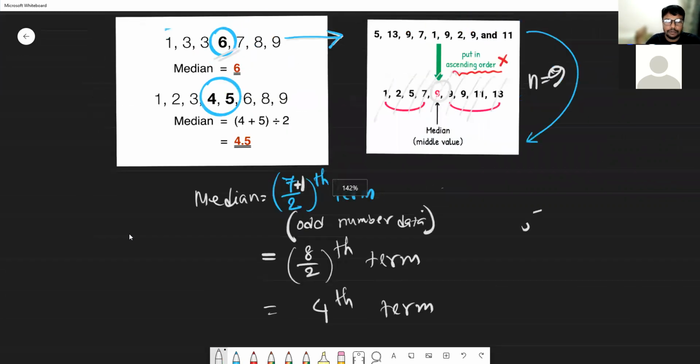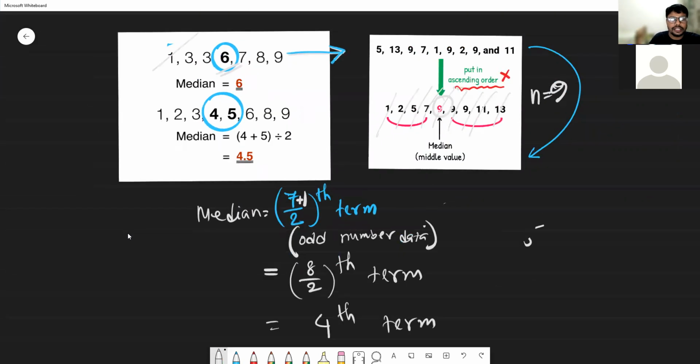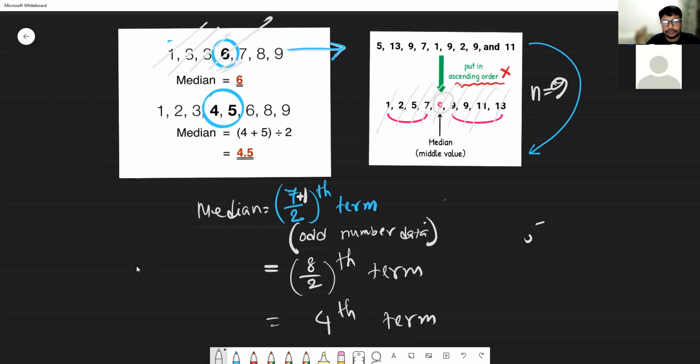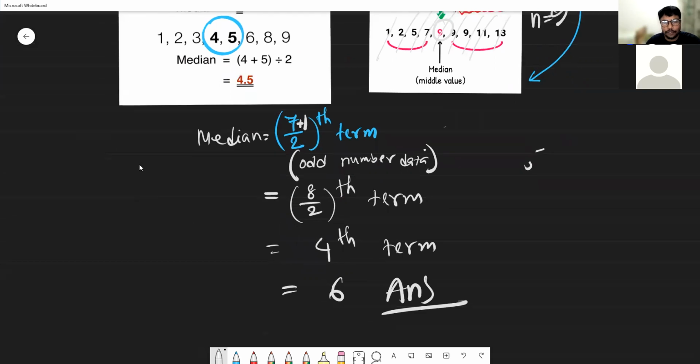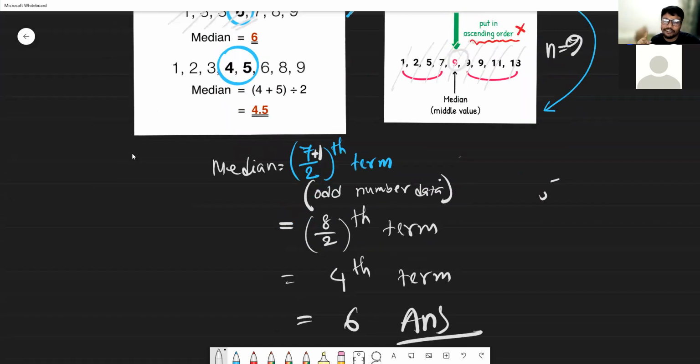Now count from the left or right side, no problem. First, second, third, fourth. So which one is in the fourth position? 6. But what if it is in unorganized data? First step, you have to convert it into structured form, ascending or descending order. Then you can apply this formula. Clear? Yeah. So this formula is only for an odd number of data. There is a different formula for an even number of data.